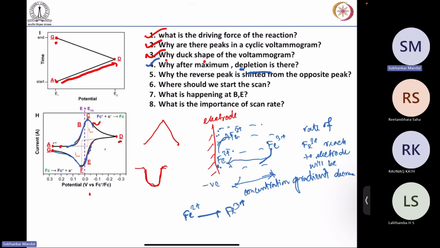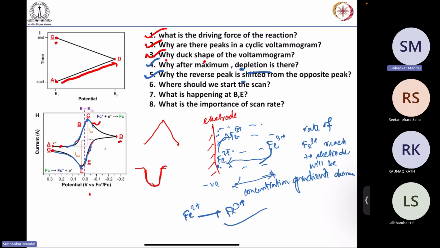Okay, why is the reverse peak shifted? The question is, this is the maximum, this is the maximum, so why is it not exactly opposite to each other? Basically I have already mentioned this. This is the diffusion coefficient or concentration gradient.